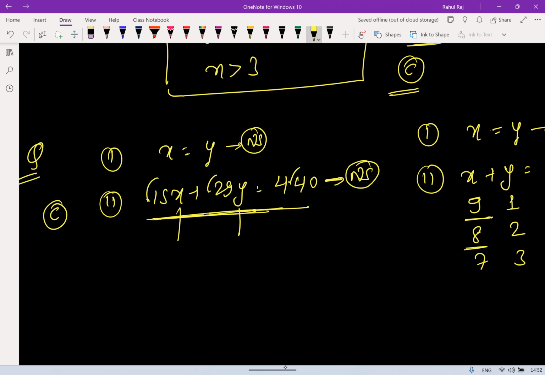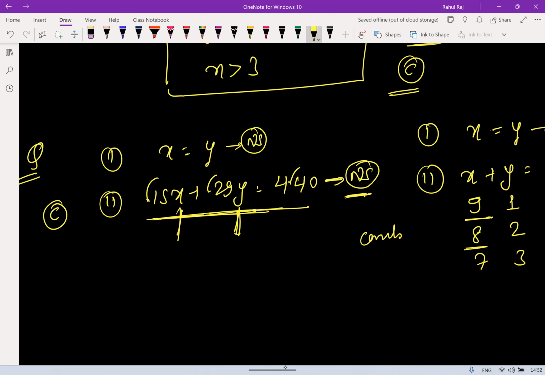Whoever said answer C, can you tell me what two values of x and y you got from here which led you to say this statement is not sufficient? Only then can you combine. If you can answer the question with statement 1 or 2 alone, then C is never a possibility. C is a possibility only when you are 100% sure that you cannot answer with statement 1 alone and cannot answer with statement 2 alone. When you are 1000% sure, only then do you combine the statements.